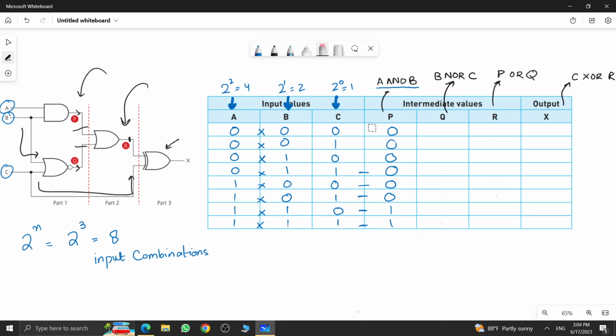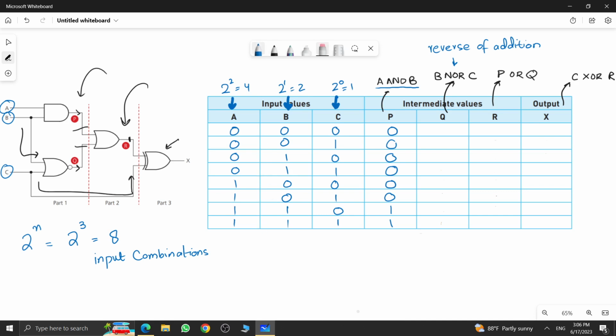Now quickly moving towards the values of Q. So for Q, what you have to do, you have to consider the values of B and C. And since there is a NOR operation between them, remember that a NOR operation is the reverse of OR, we can say it's the reverse of addition. First, you will add the bits and then you have to reverse the result. If it is 0, make it 1. If it is 1, make it 0. So, let me quickly do it for you.